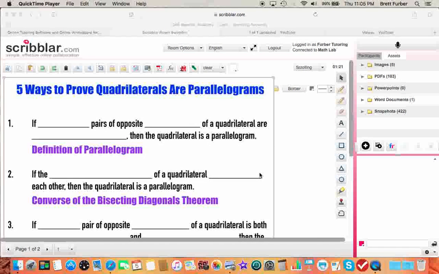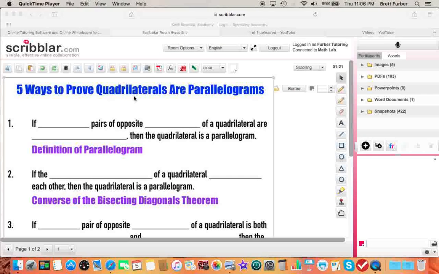Okay, so in the last lesson, we learned about the properties of parallelograms, meaning if we have a parallelogram, here are the things we can assume. Now we're going to switch over a little bit to the converse of all of those, and that is, here are things we see. Do those things prove that there is a parallelogram? Okay, so that's what this is.